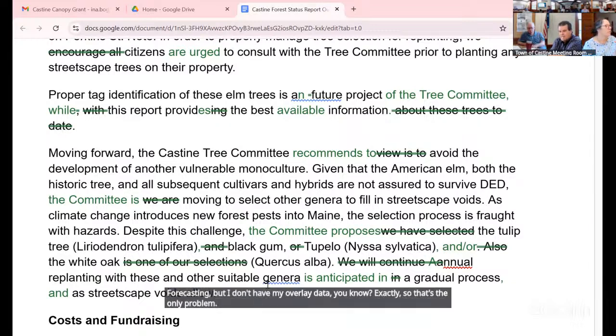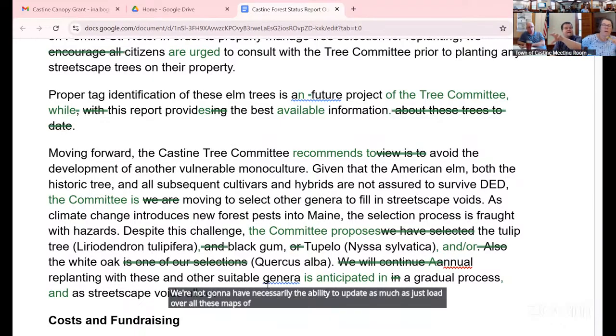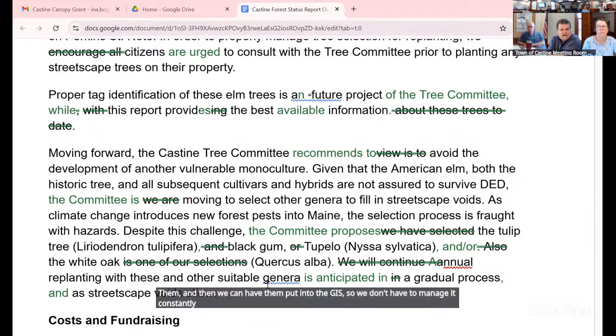Yeah, so that's really helpful. But I'm probably looking at, we're not necessarily going to have the ability to update as much as just load all these maps of resources into that. We've also worked with people creating them, and then we can have them put into the GIS, so we don't have to manage it constantly. We have, I forget the company, the same ones that do our tax maps, that do it for all of it. I think it's based on Access GIS or something like that.